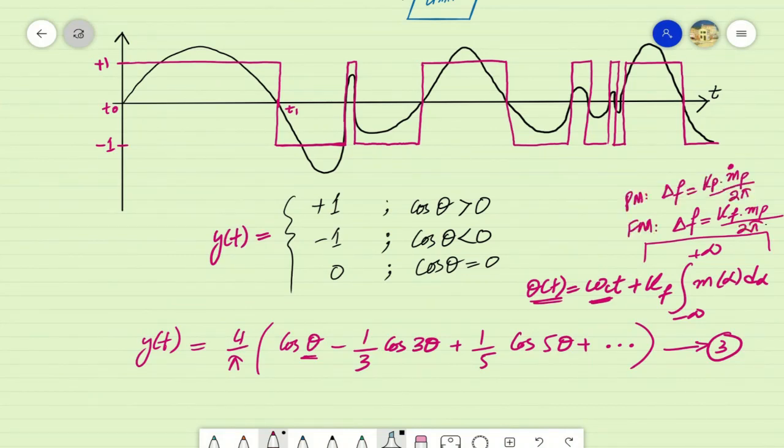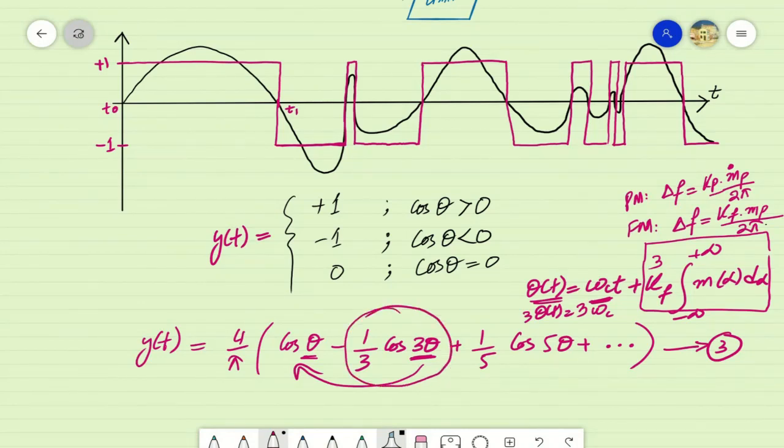The second part has 3 being multiplied with the theta, so we will have its central frequency as 3 times the central frequency of the first part, and the deviation which is being caused by the second part will also be multiplied by 3. The peak frequency deviation experienced in this second part will be 3 times higher than the peak frequency deviation experienced in the first part, and so on.